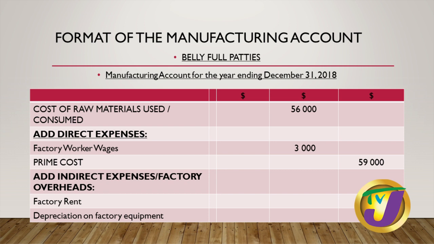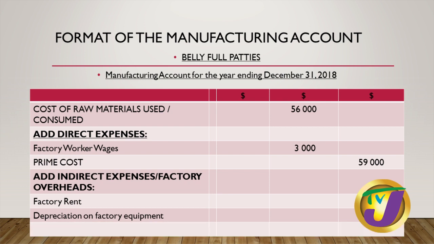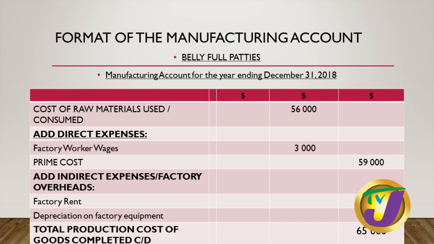Now, in this case, we have two indirect expenses, factory rent, as well as depreciation on factory equipment. We have $2,000 for factory rent, and we also have $4,000 for factory equipment. When we add those to our prime cost, we get a total of $65,000. That's $59,000 plus $2,000 plus $4,000 gives us a total of $65,000.